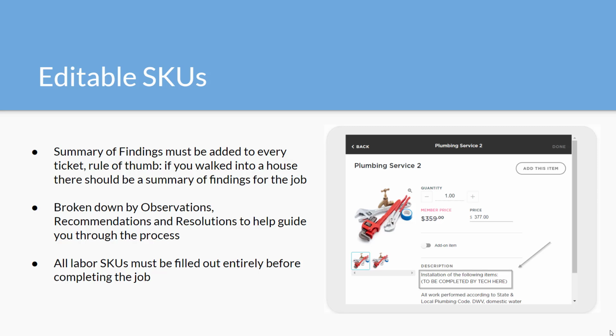First, we will go over editable SKUs. These are task items in our system that require information to be typed in as they are a generic SKU. This means all SKUs that are blank or state "to be completed by tech here" must be filled out by the technician at the time of the job. Summary of findings, for example, must be completed on every single call. We may change exactly where that will be inputted in the future, but it must always be documented on the job. You can see here in the image provided that we have a SKU that is requiring information to be filled out.